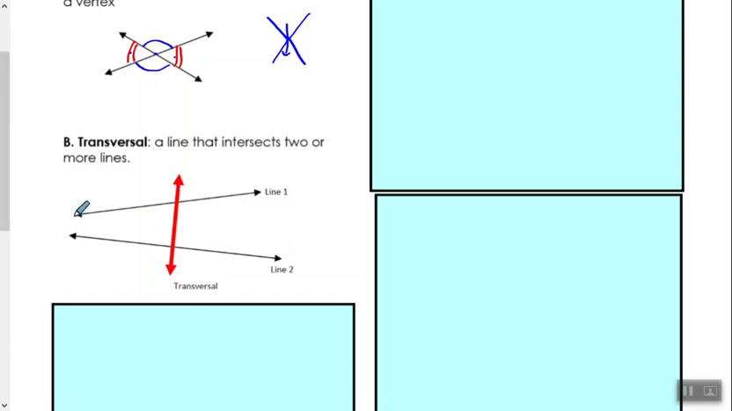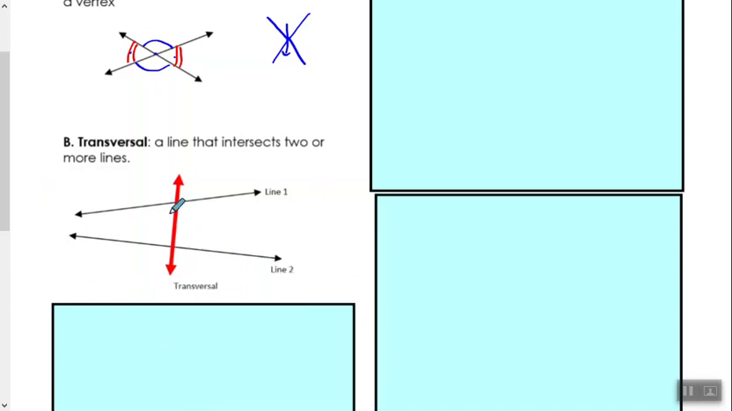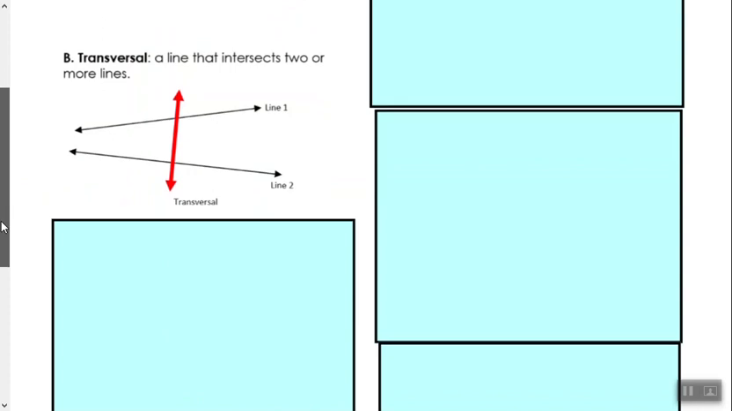If we extended it, it could be a transversal there, because it would go through this line and that line, but in our drawing, it is not a transversal with just the lines that I have drawn here. So a transversal cuts across two or more lines.